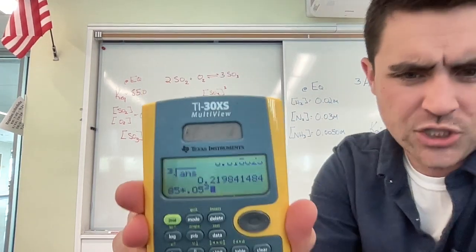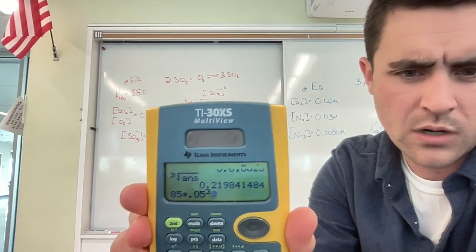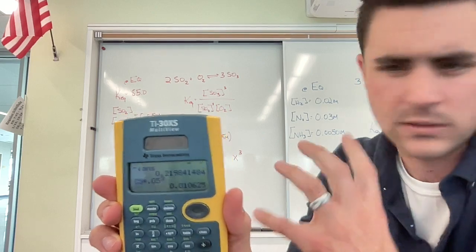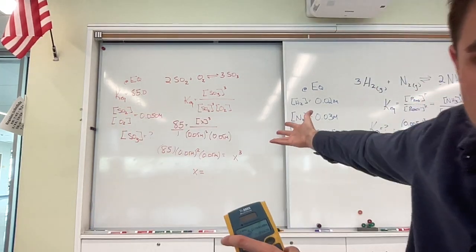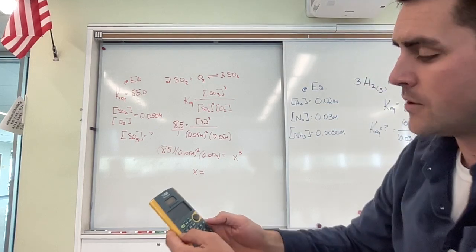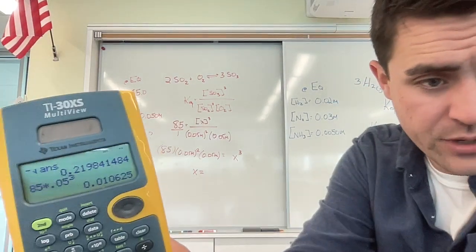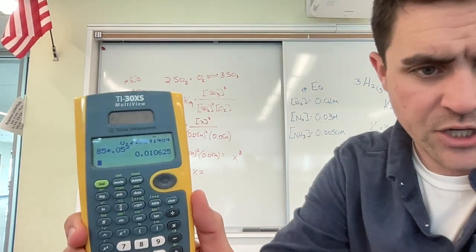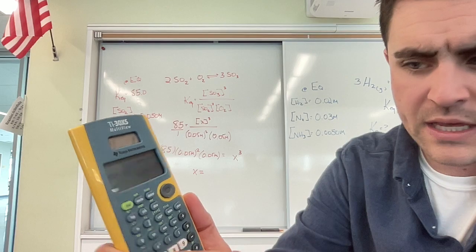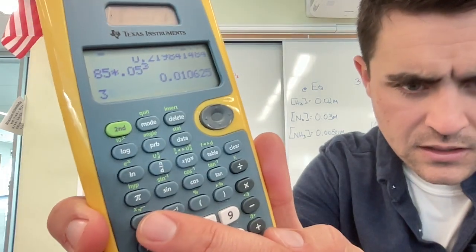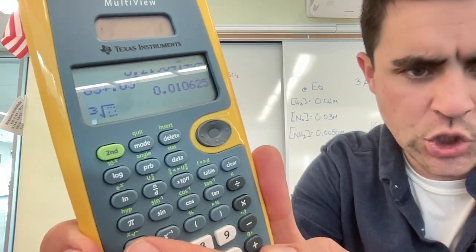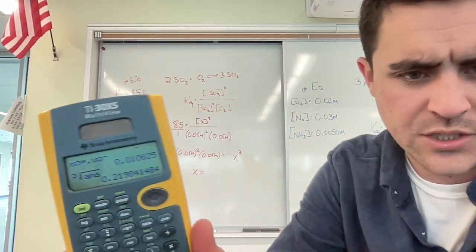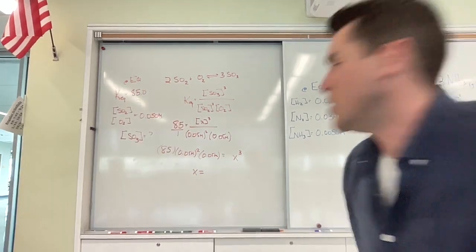When I get that answer, I'm left with 0.01, whatever that is. But that's not my answer. That's my answer cubed. So what do I have to do? I have to hit 3 first, to make sure I'm taking the cube root of something. And then I hit this x square root button. That tells me I'm going to take the cube root of whatever number is there. And then I input my answer. And when I do that, it spits out 0.22 as an answer.